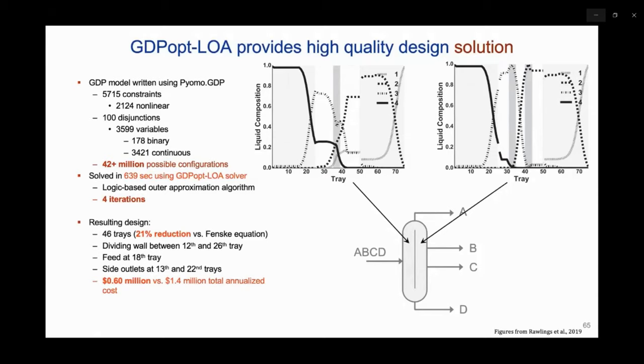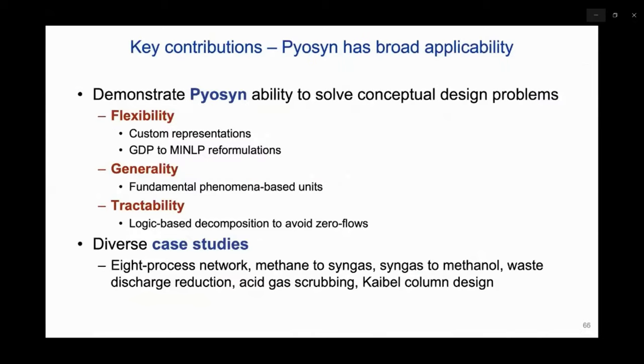So here we're using a rigorous model. We have the dividing wall between the 12th and 26th tray. And so for the bottom line here, this gave a significantly cheaper design versus doing, if you wish, a conventional design that was almost twice as expensive. So again, this is a very nice example that illustrates the power of process intensification, but then also with the idea that we can use this disjunctive programming for doing this. And this again was done through Pyosyn.